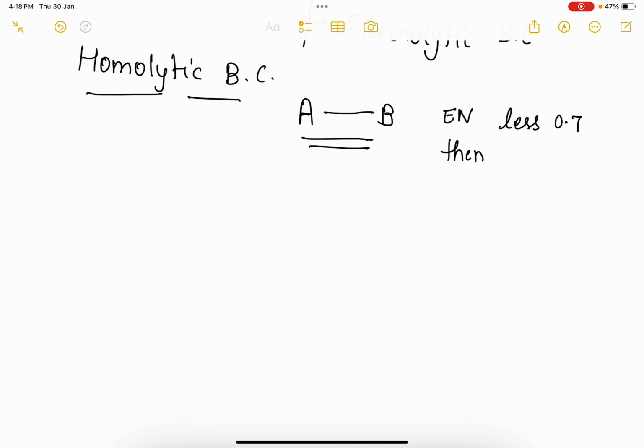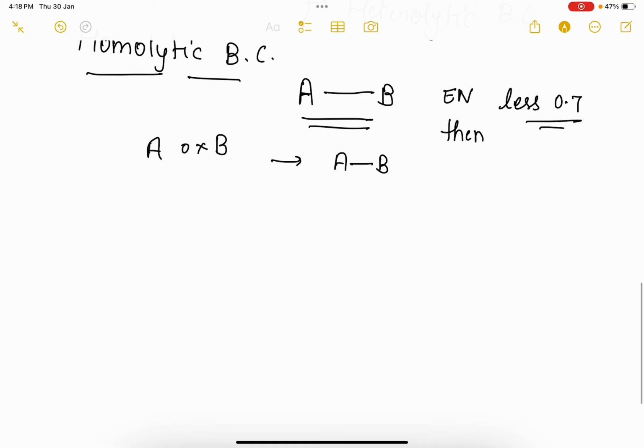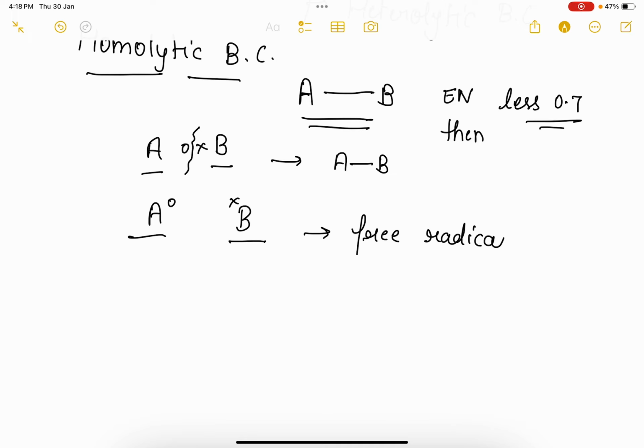As you know, in a covalent bond there is the sharing of one electron by A atom and one electron by B atom, and then they form a sigma bond. So in homolytic bond fission, when the electronegativity difference is less than 0.7, the bond breaks in between, and both atoms A and B take their electron and form our first intermediate which is called a free radical. So in homolytic bond cleavage, free radicals form.